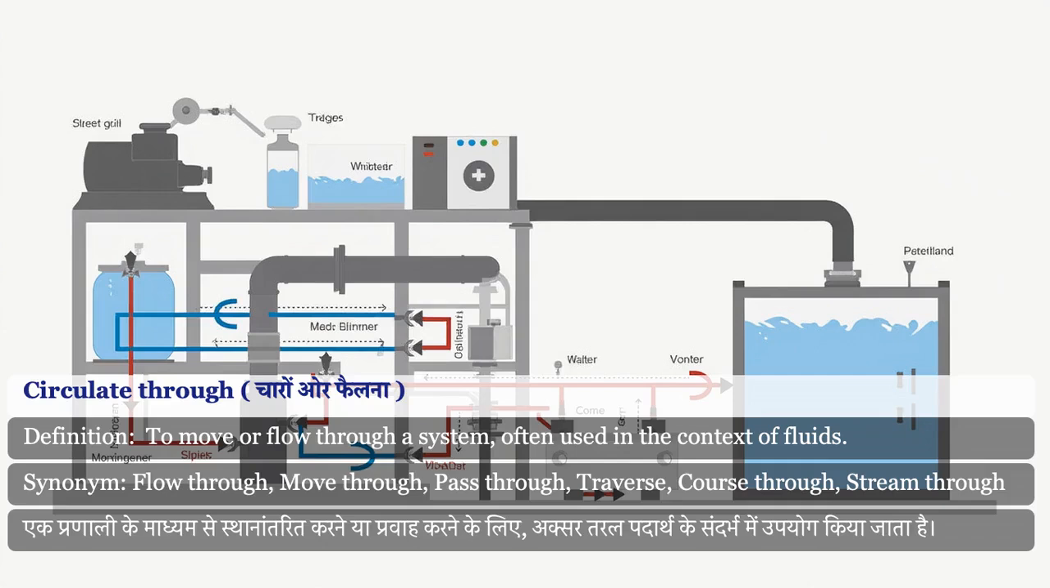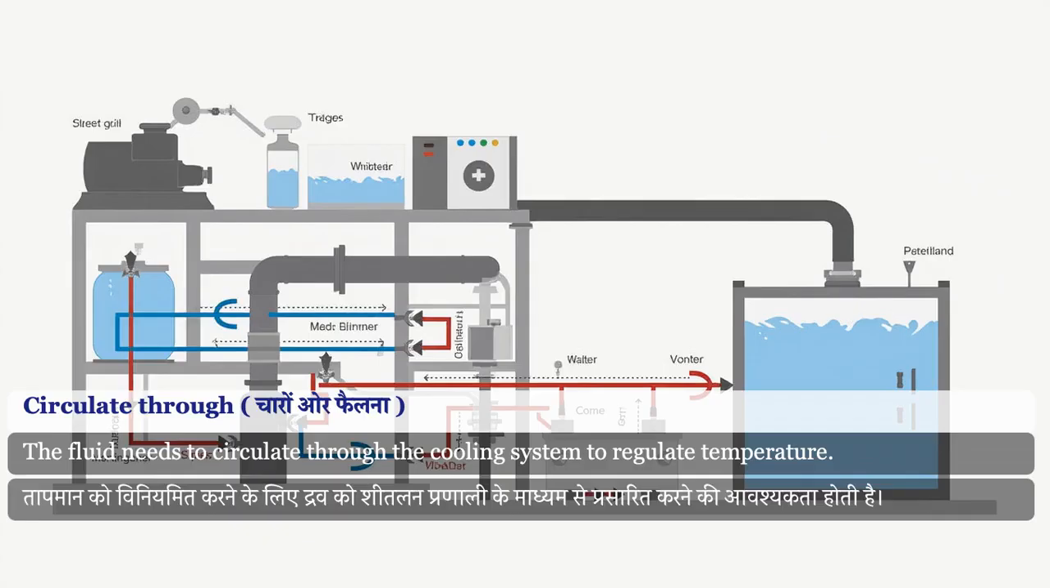Circulate through. To move or flow through a system, often used in the context of fluids. Synonym for circulate through. Flow through, move through, pass through, traverse, course through, stream through. The fluid needs to circulate through the cooling system to regulate temperature.